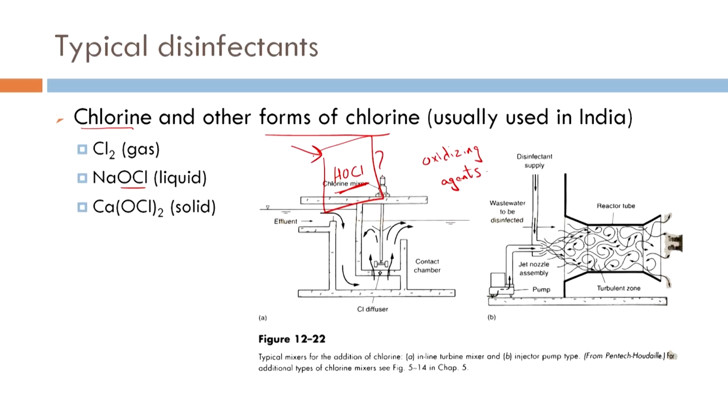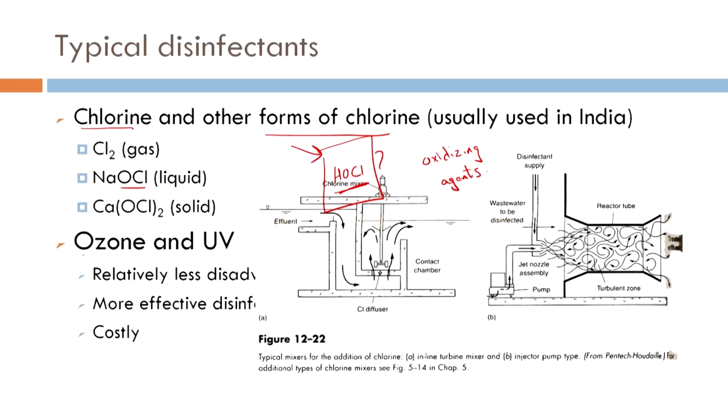So what do we have out here? Okay, general aspects, no need to look at, but typically I would suggest ozone and UV, because you have relatively fewer disadvantages with respect to disinfection byproducts, and also they are relatively more effective disinfectants. But obviously the reason they are not yet popular in India is that they are costly.